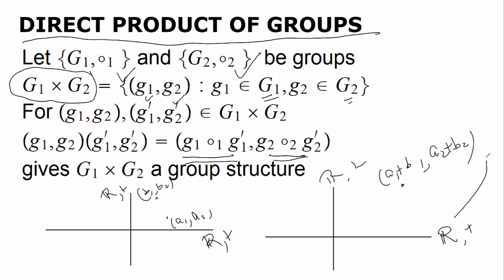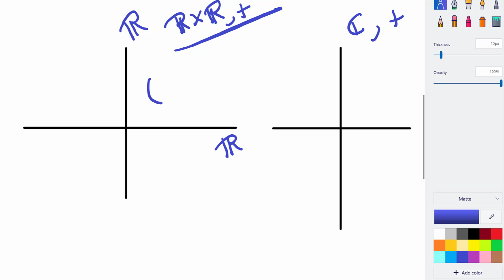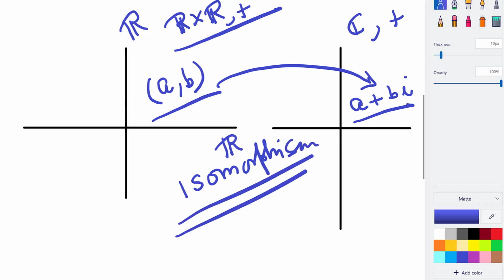And you can even see that if you look at the group of complex numbers with addition, then you will see that these two are even isomorphic. So this is how we have the Cartesian product of two groups, and we can easily see this because if you just map this to a plus bi, you can see that in both places they add component-wise. So that isomorphism should be very routine for you to be able to prove.